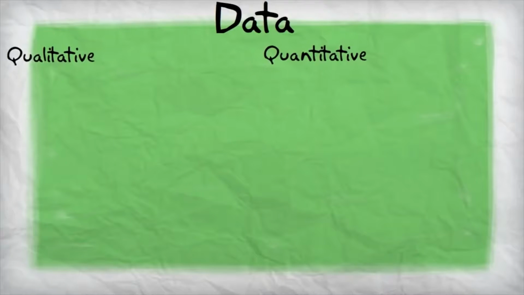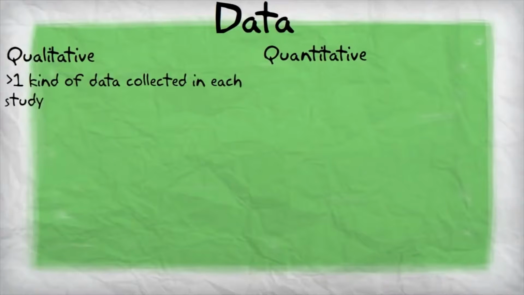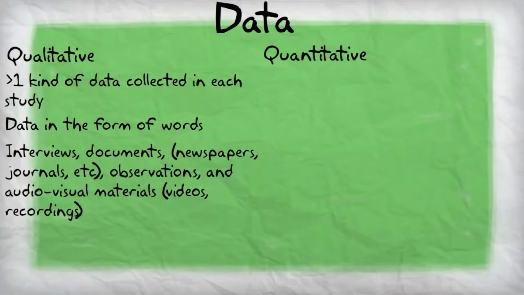Typically, in qualitative research, researchers collect more than one type of data in order to get a better, more holistic picture of what's going on in the field. The data used in qualitative research is almost always in what people say, or their words. This data usually comes from interviews, documents like newspapers or journals, observations, and audio-visual materials like videos or audio recordings. Researchers usually obtain multiple types of these kinds of data in order to answer a research question.